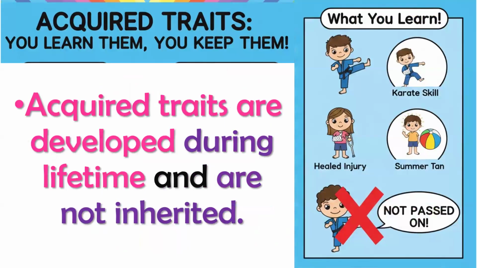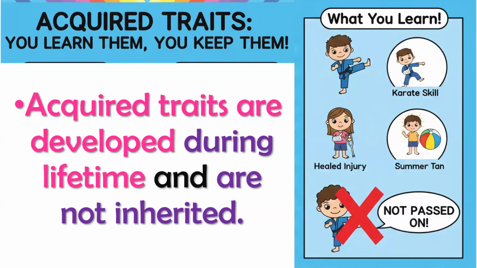Acquired means you learn them, you keep them. They are developed during the lifetime. They are not inherited. So acquired traits are not at all inherited from our parents. During our lifetime, we are learning karate, dancing. All these are not passed on, right? We do ear piercing or nose piercing, and we color our hair. All these we are doing through our lifetime. It is not passed from our parents. So that is an acquired trait.